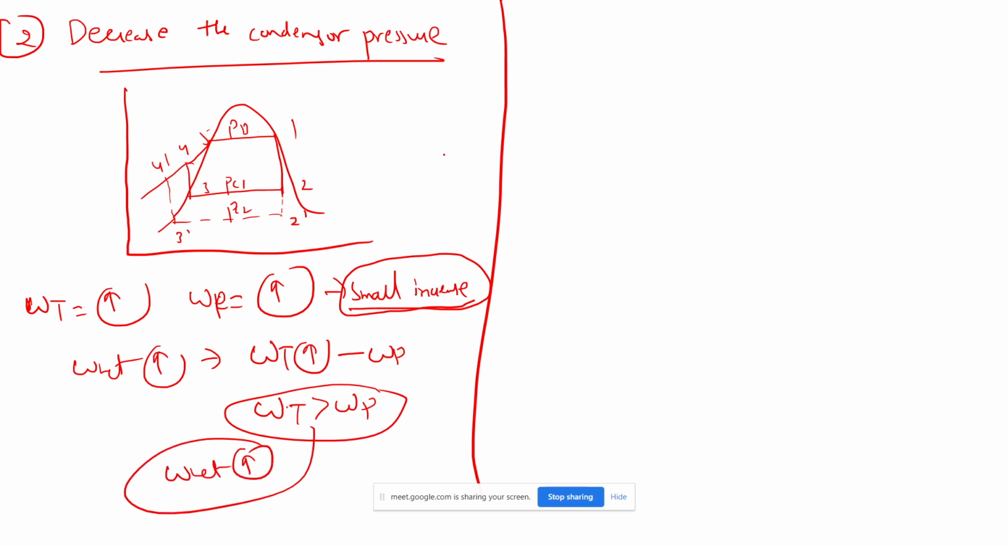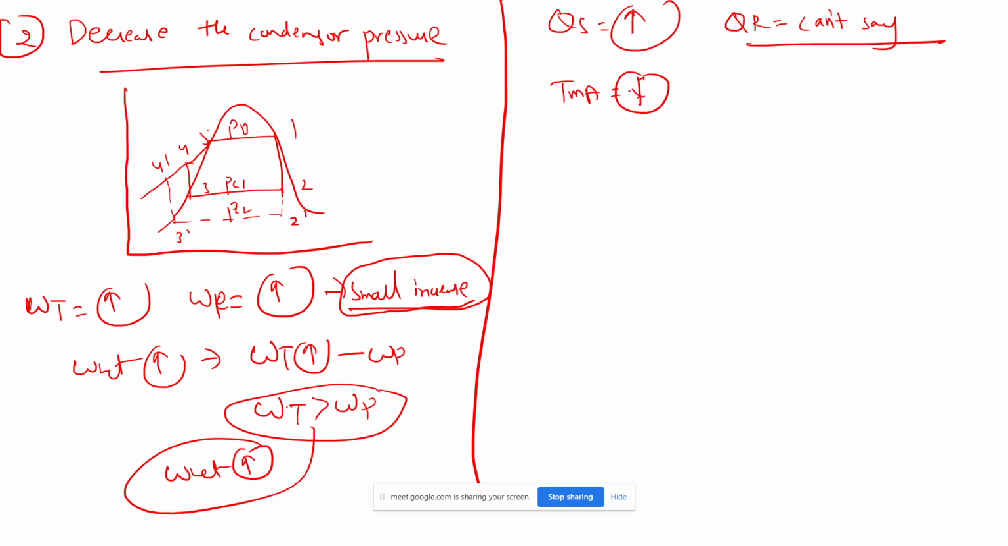What will be the effect on the heat addition here? Increases. Heat rejected also increases. Here we can't say, we have to calculate. The mean temperature of heat addition decreases, and heat rejection increases. Similarly, like the previous case, here also we cannot predict right now.